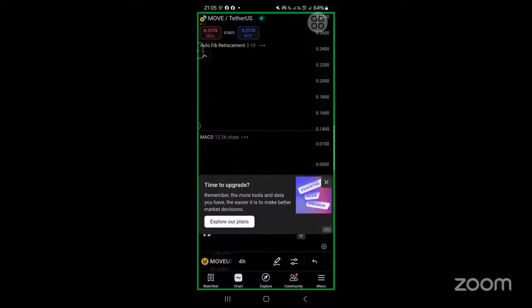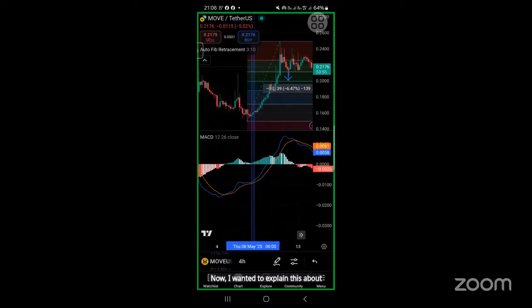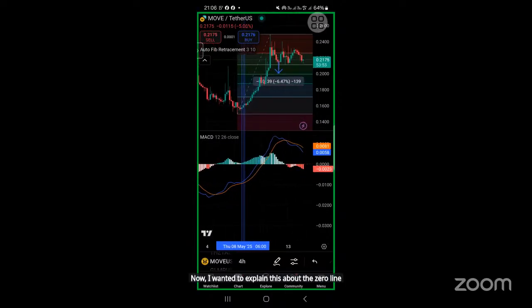Let's do this quickly. All right, it has loaded. Now, I wanted to explain this about the zero line. Okay, there is something extra.